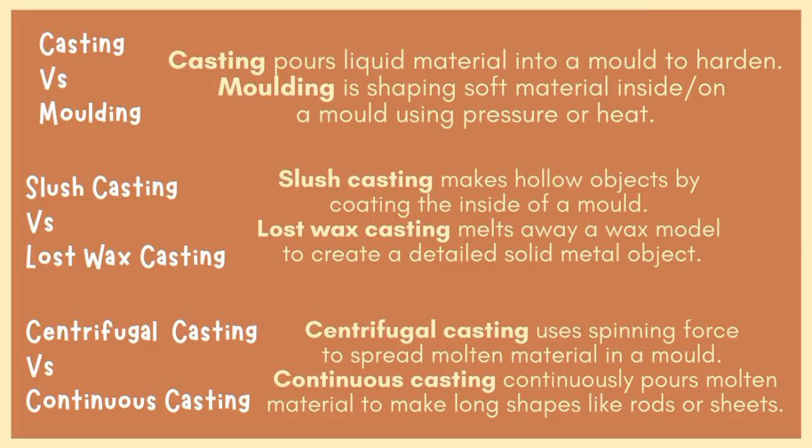Next we have the difference between centrifugal and continuous casting. Centrifugal, as I said, uses the spinning force to spread the molten material in a mold. So you continuously rotate your mold instead of spinning the whole material. In continuous casting, you evenly pour out the material. You continuously pour out the molten material so that you can make long shapes like rods or sheets.